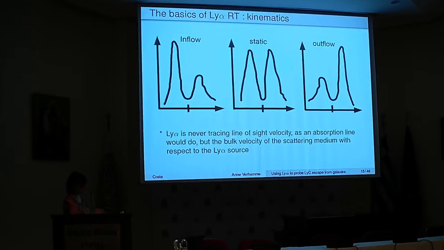So Lyman alpha is never tracing the line of sight velocity, as would an absorption line do, or even an emission line, which traces the systemic redshift of the emitting gas. Lyman alpha traces, on the contrary, the bulk velocity of the gas in which it diffuses compared to the Lyman alpha source. So if Lyman alpha is scattering in a static medium, then it will create a double peak because it has to get out of resonance, but bluer or redder is symmetric. When Lyman alpha is scattering in an outflowing medium, then if it gets red, it gets out of resonance. So by selection effect, the profile will be redshifted with an asymmetry towards the red, and the contrary when the scattering medium is infalling onto the Lyman alpha source.